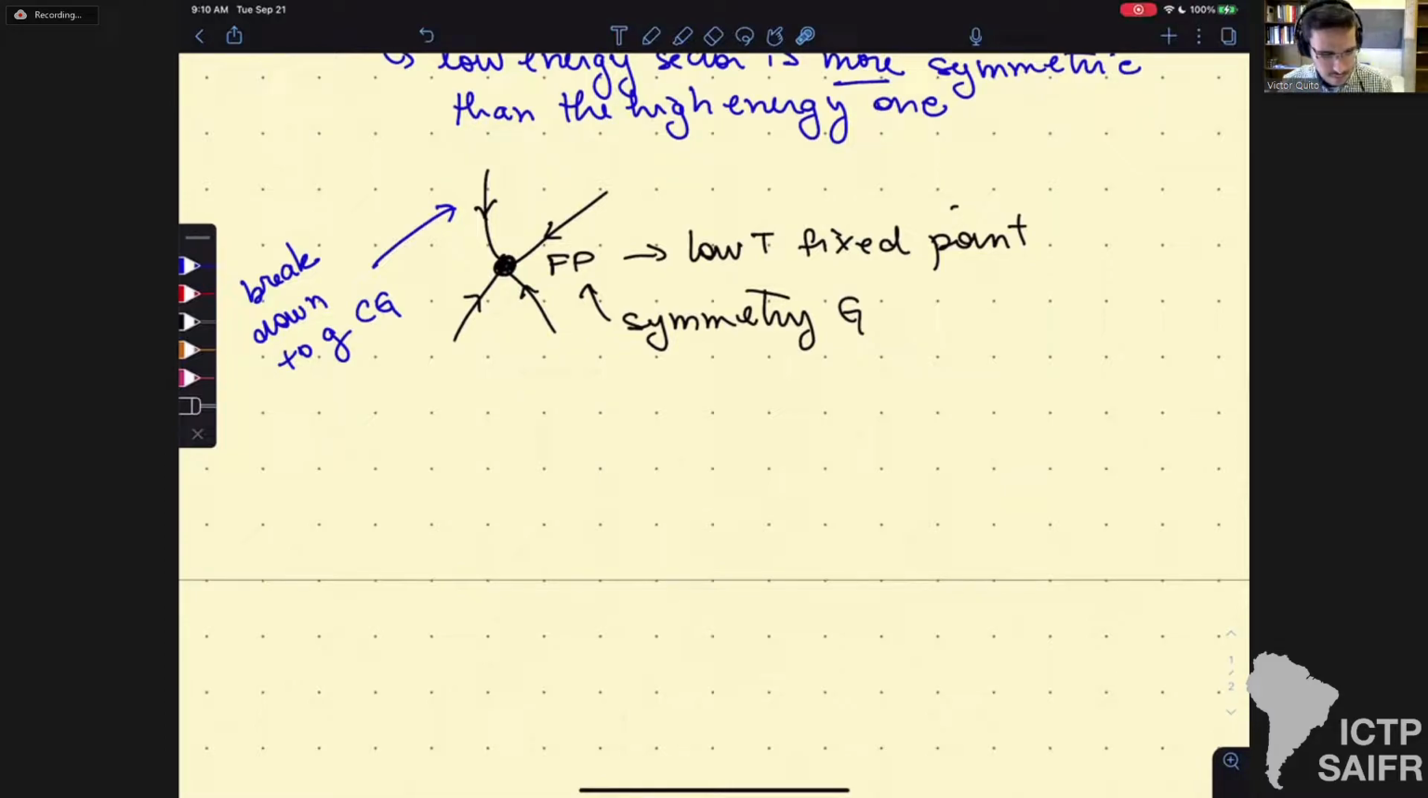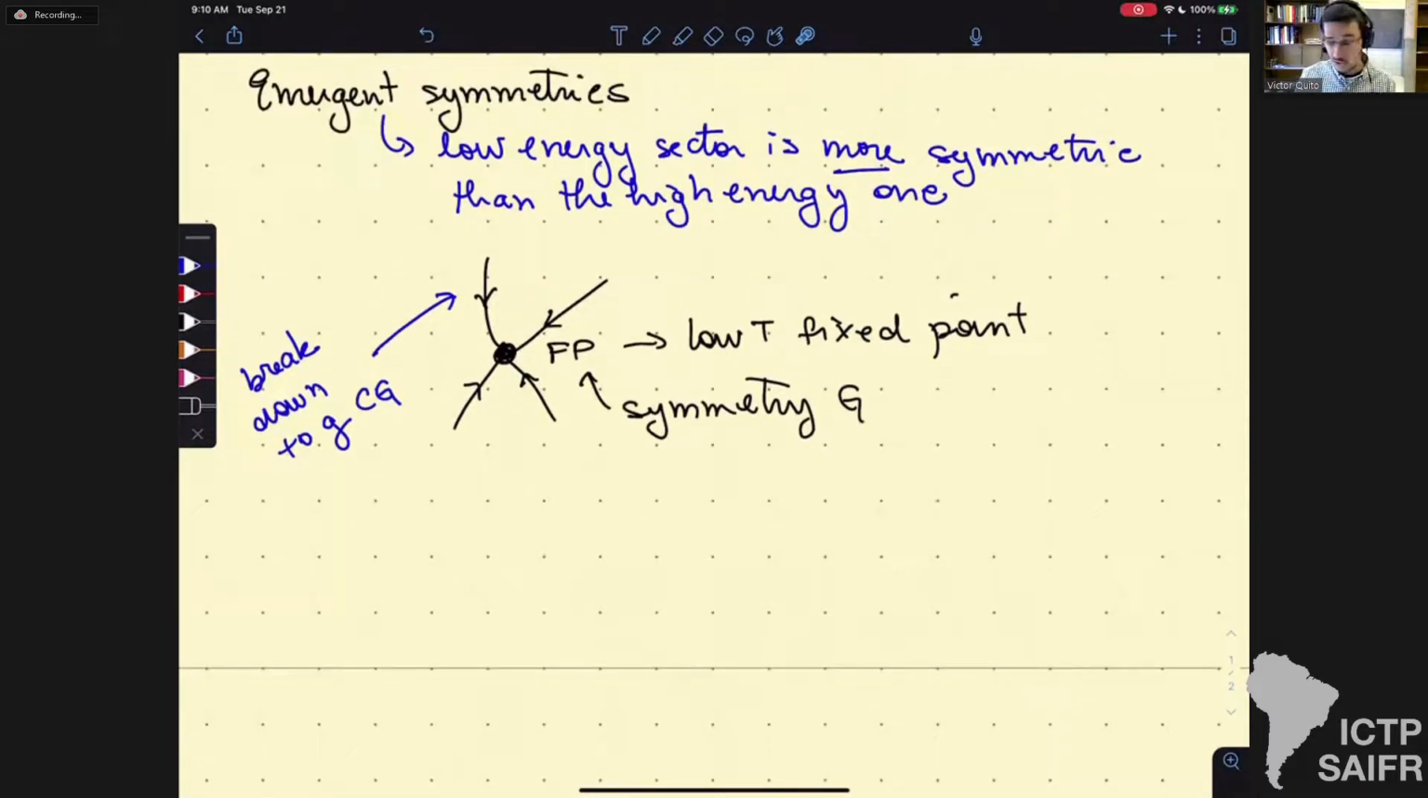There are several examples of emergent symmetries. One of them is the Ising model: close to the critical point, it presents an E8 emergent symmetry that was actually realized experimentally. So while emergent symmetries are not as common as symmetry breaking states, there are several examples when this happens, when the low energy fixed point is more symmetric than the original Hamiltonian of the model, and some of them have experimental verification.